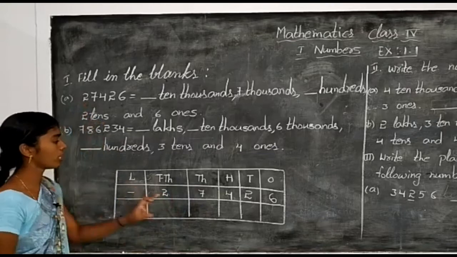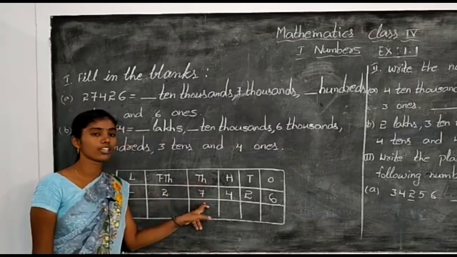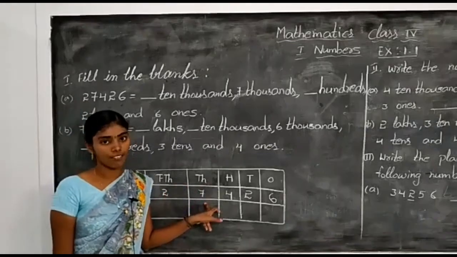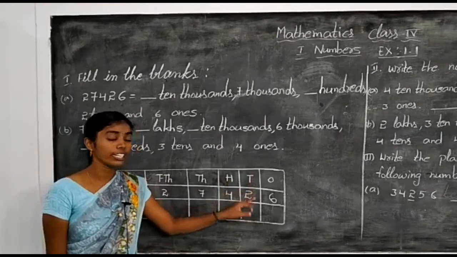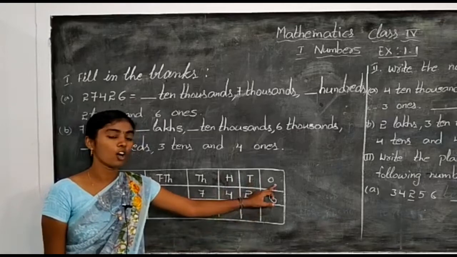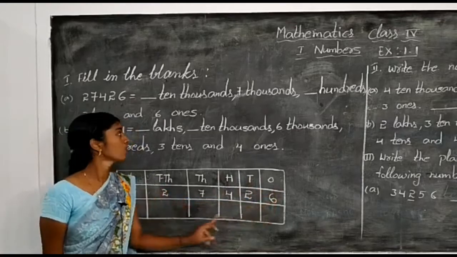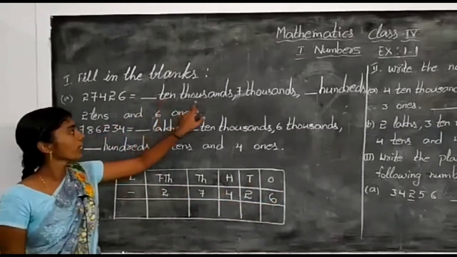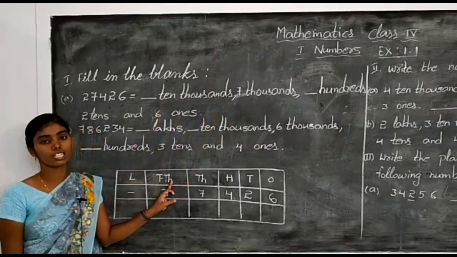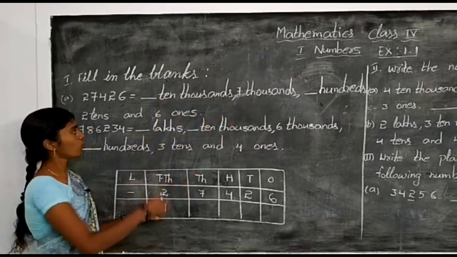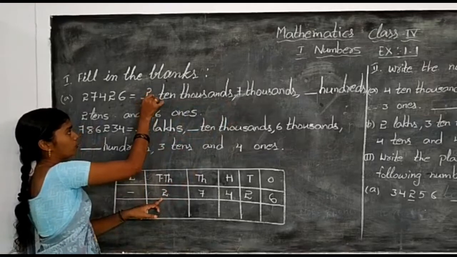So what is the total number here? How many thousands are there in total? 27,000. And how many hundreds are there? 4 hundreds. How many tens are there? 2 tens. And how many ones? 6 ones. Now you can see, how many 10,000s are there? In the 10,000s place, which digit is there? 2. So you have to write 2 here.